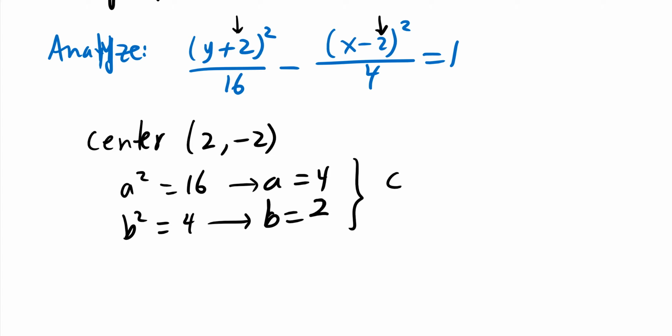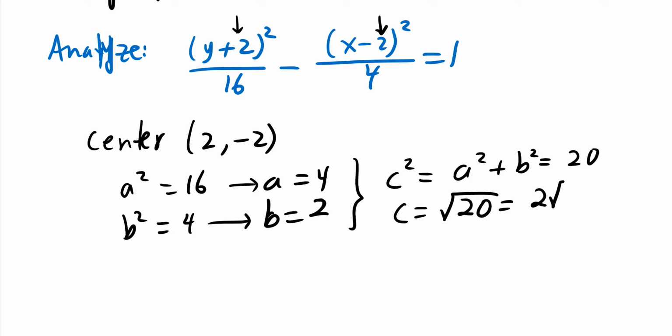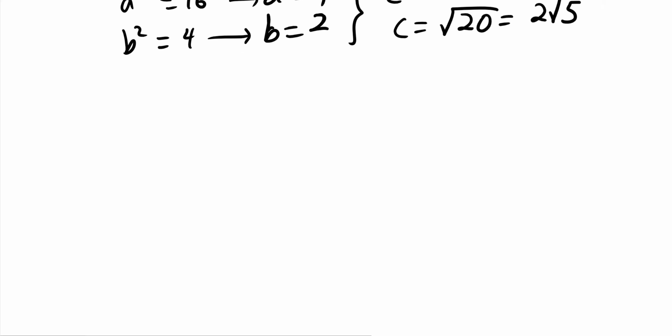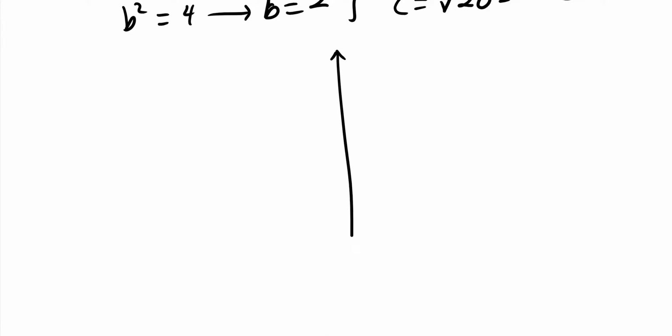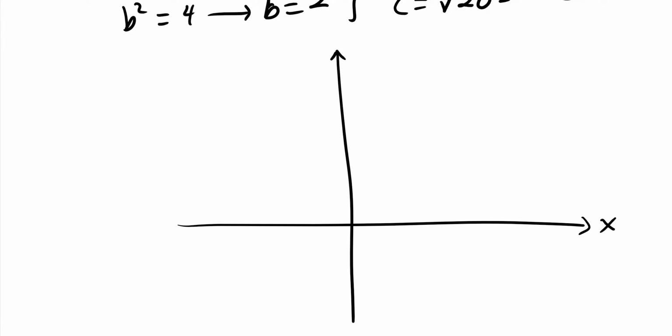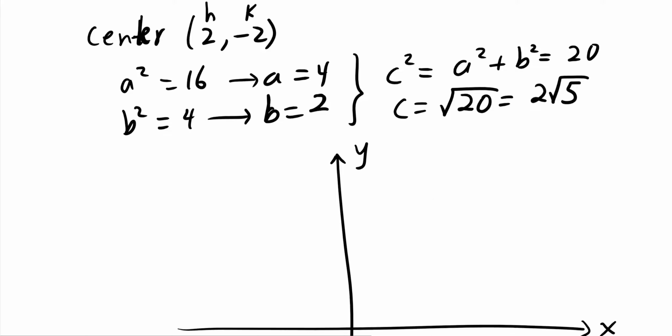From these two we can get c squared, which is a squared plus b squared. 16 plus 4, 20. So c is the square root of 20, which can be simplified as 2 square root of 5. That's c. We got h comma k, we got a, b, and c. Now we can plot the graph. Give yourself enough space. 2, negative 2 is the center.